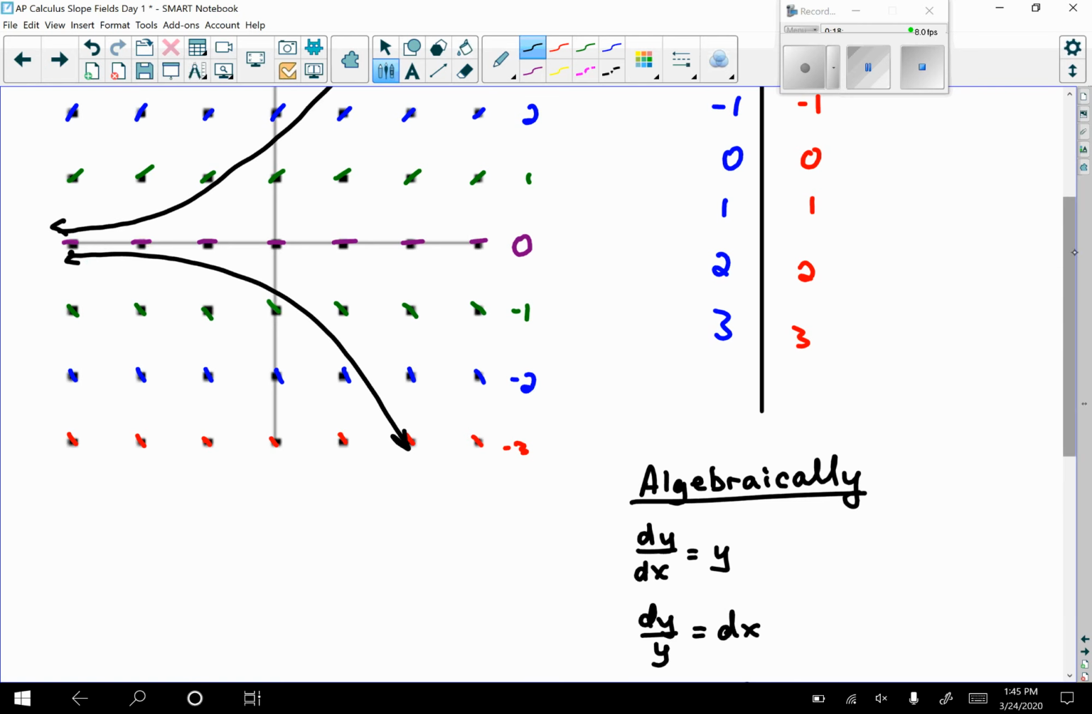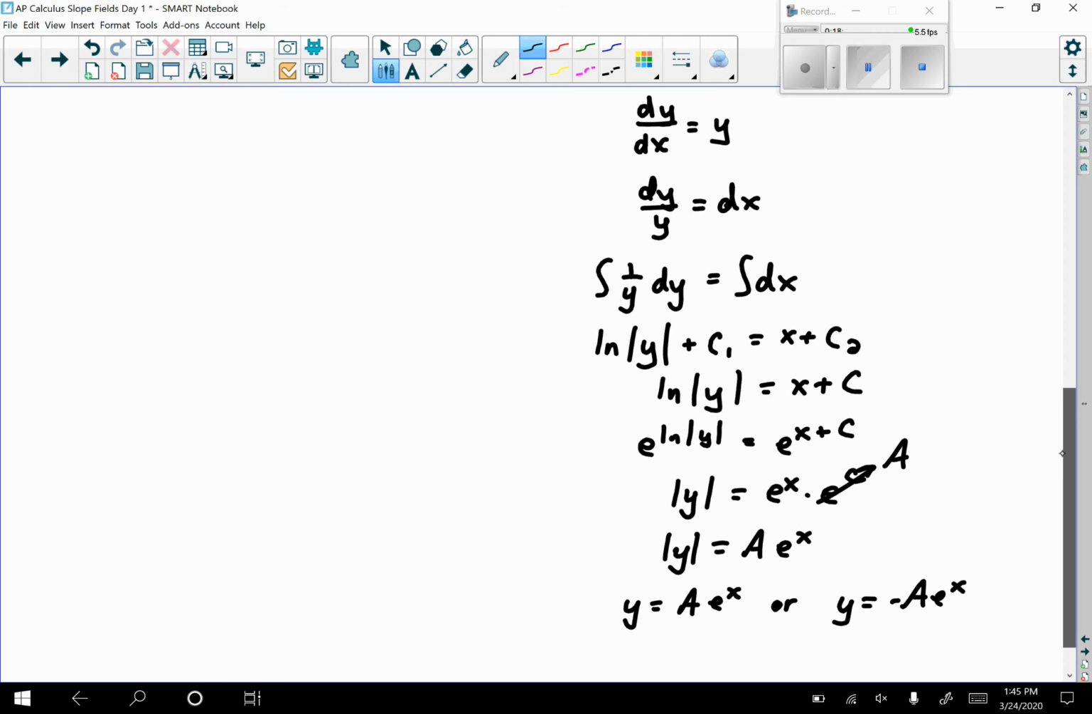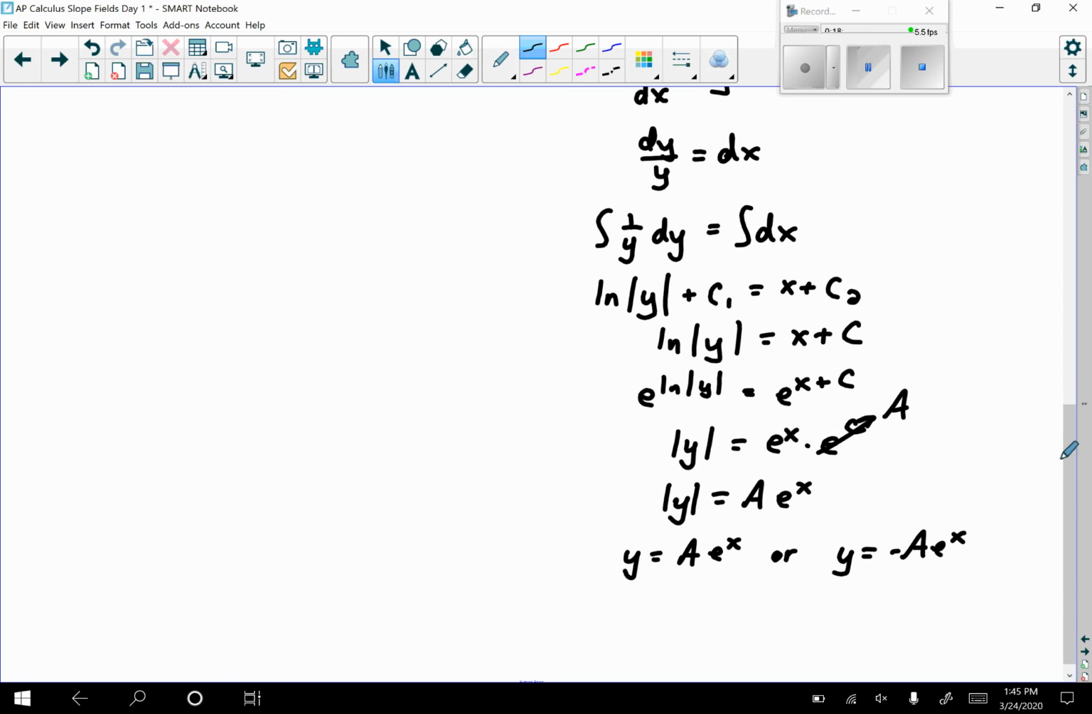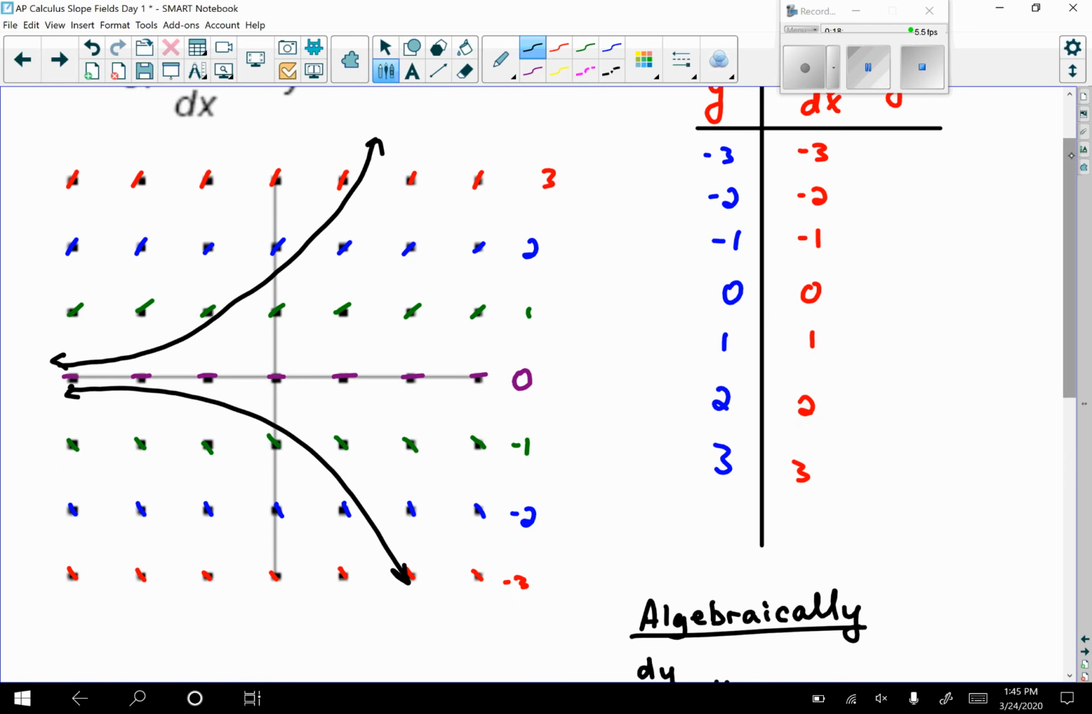So that's why it helps to have that absolute value to show we have two separate general solutions depending if they're not going to be connected here. So these are our general solutions again, matching that slope field.